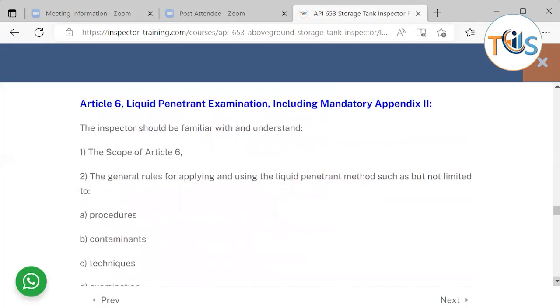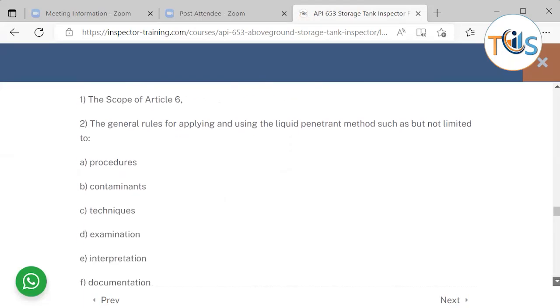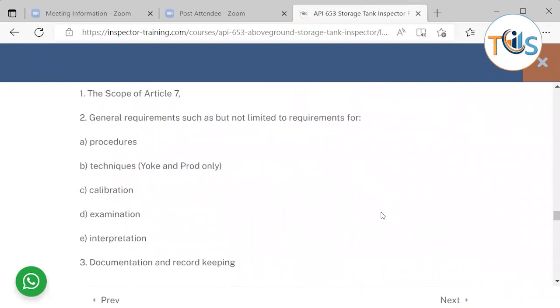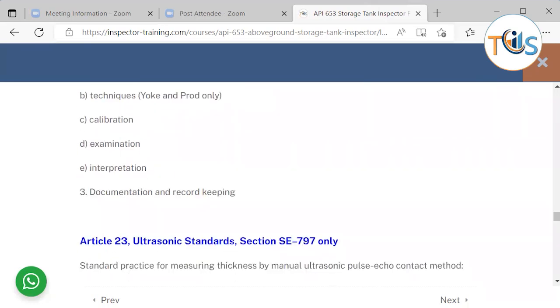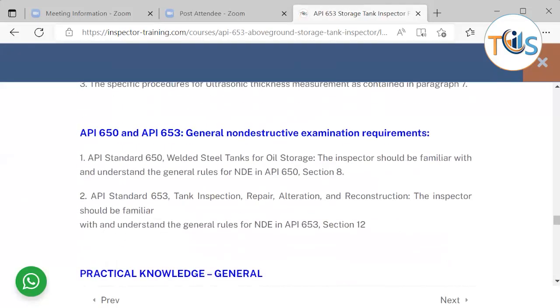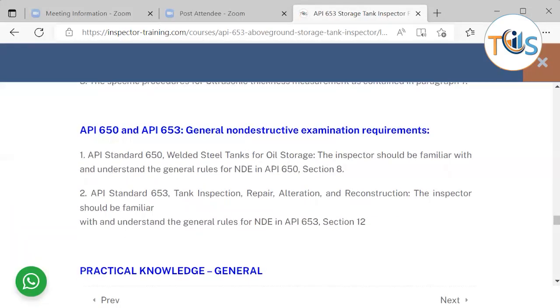You should also know about liquid penetrants, about the procedure, contaminants, techniques, examination, interpretation, documentation. As you can see on MT also, you will be asked the same things: interpretation, documentation, procedure, techniques, and it would only cover yoke and prod only. And about the UT, it would be only for thickness measurement, and it's a couple of pages. And you should know general non-destructive examination requirements according to API 650 and 653.